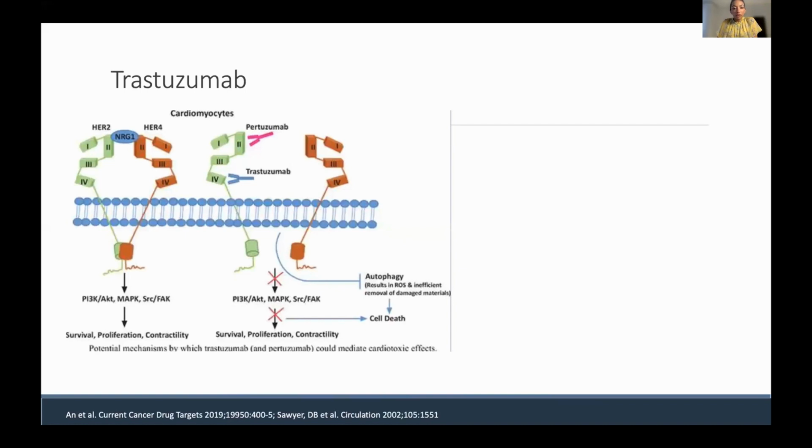Trastuzumab is another agent that's very important and has a higher incidence of development of heart failure. Trastuzumab is really a HER2 receptor blocker. How it works is it binds to neuregulin. Neuregulin is important for normal HER2 receptor function. So trastuzumab binds to neuregulin and prevents HER2 receptor function, which leads to cell death.